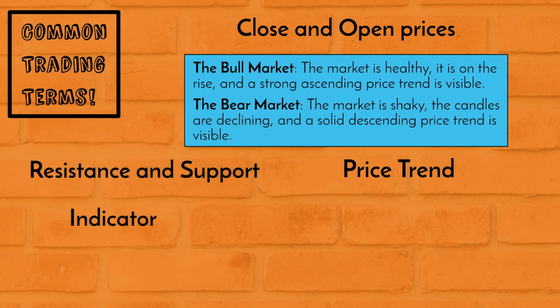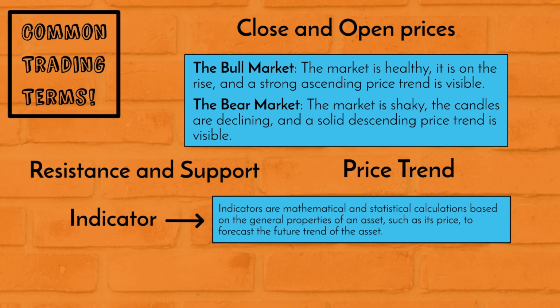The next term is indicator. Indicators are mathematical and statistical calculations based on the general properties of an asset, such as its price, to forecast the future trend of the asset. Some of the famous ones are relative strength index or RSI, moving average, or on-balance volume. The famous indicators and also the way to use them will be explained in future videos.